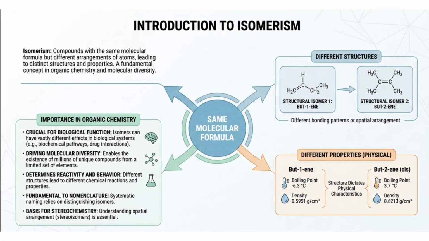Isomerism refers to the phenomenon where compounds have the same molecular formula but different arrangements of atoms. These differences in structure lead to variations in physical and chemical properties. Isomerism is particularly important in organic chemistry and biochemistry, where small structural changes can lead to significant differences in biological activity.